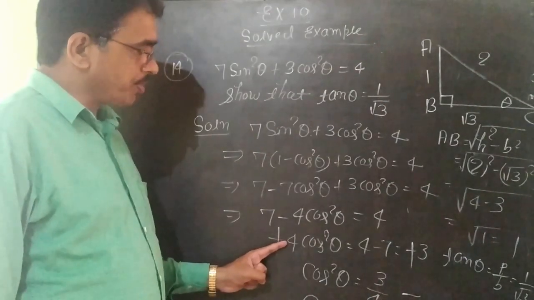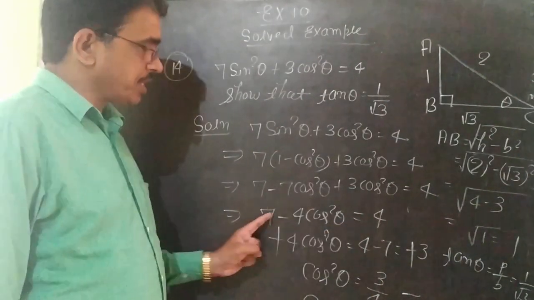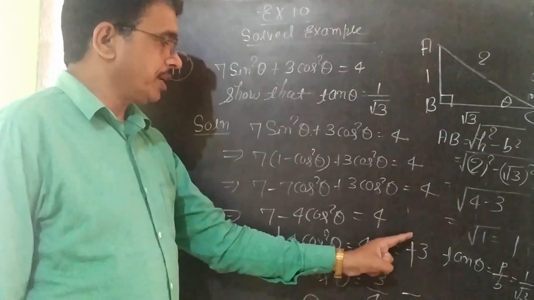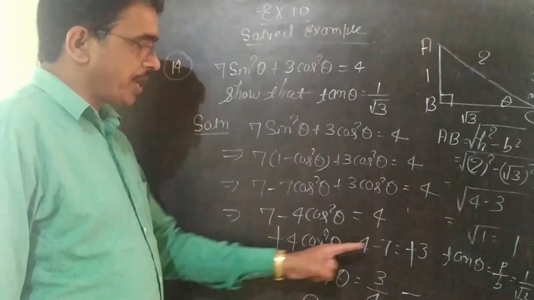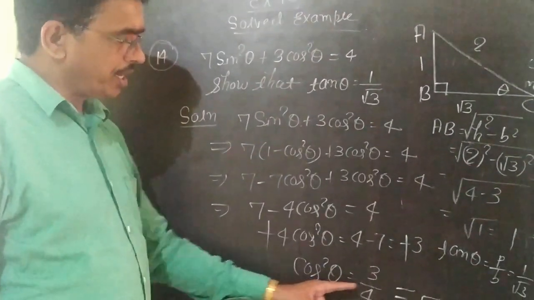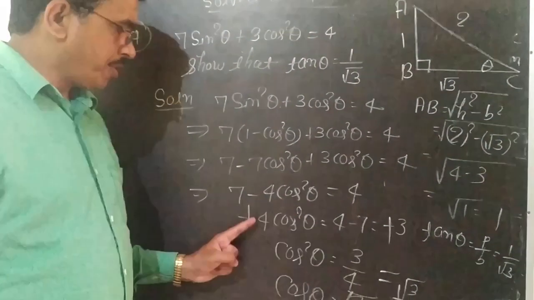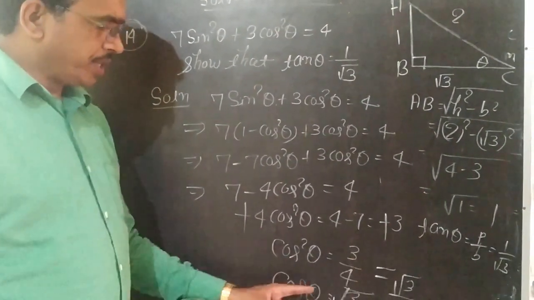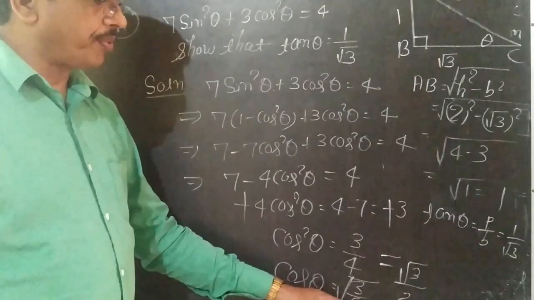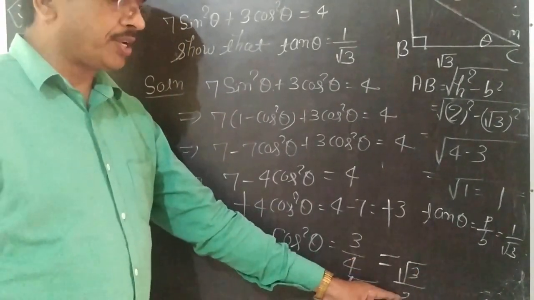Then here minus 4 cos square theta, here is 4, 7 goes this side, that is minus 3. This minus 3 minus 4, minus cancels, then here cos square theta is 3 by 4. Here is 3, 4 goes there, we get 3 by 4. Then cos theta is equal to under root 3 by 4. Then the value of this is root 3 by 2.